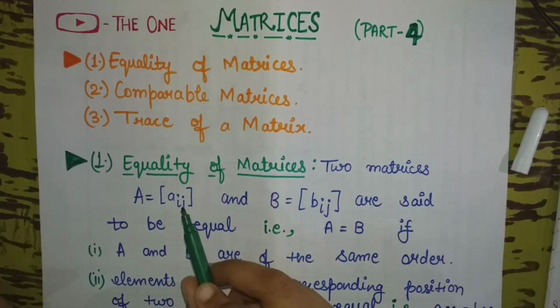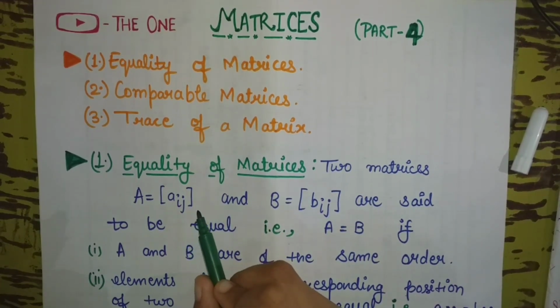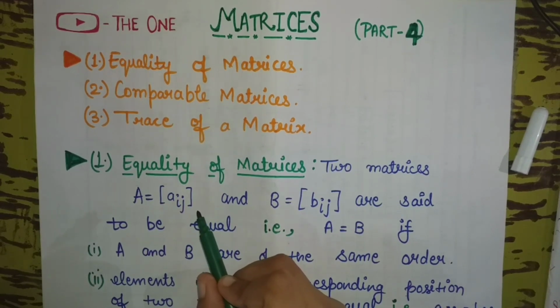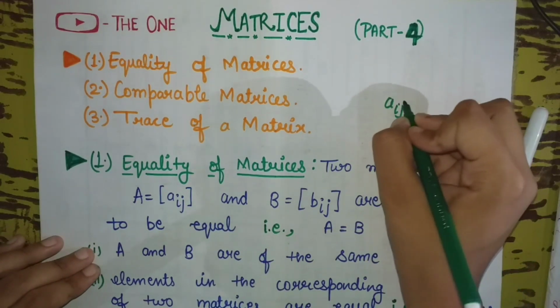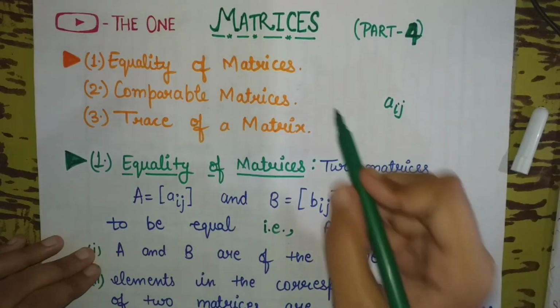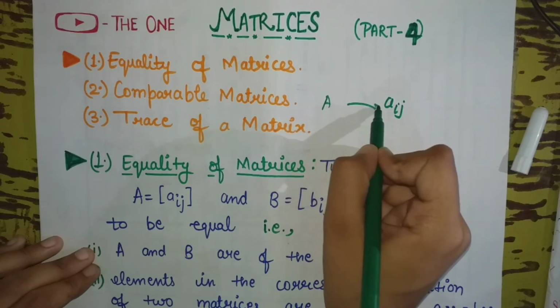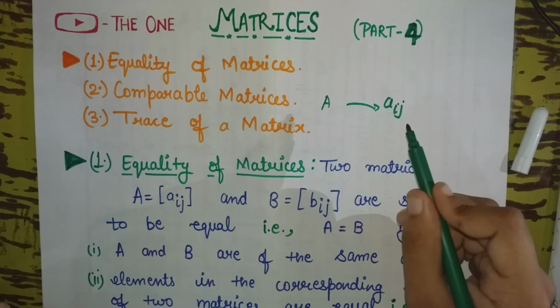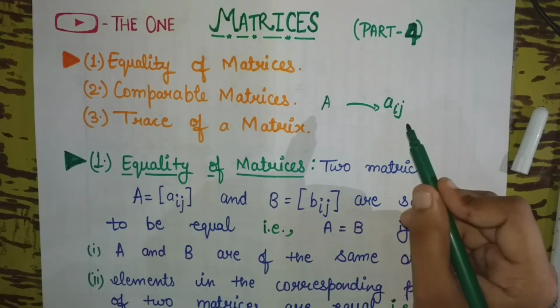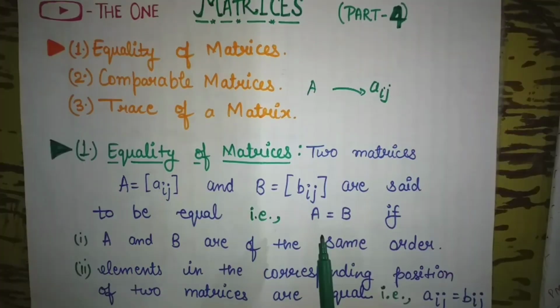Now you will be noticing that we have written a matrix like this. Why? This is the general notation of a matrix in which Aij represents each and every element of this matrix with respect to i and j, where i and j stand for the position of the element in the matrix.